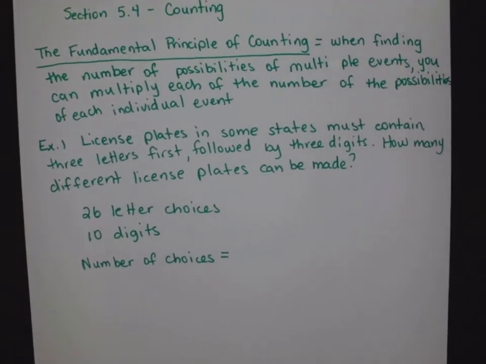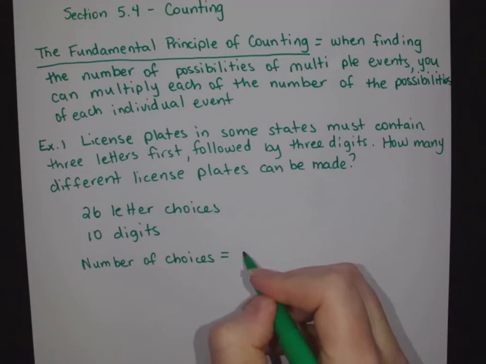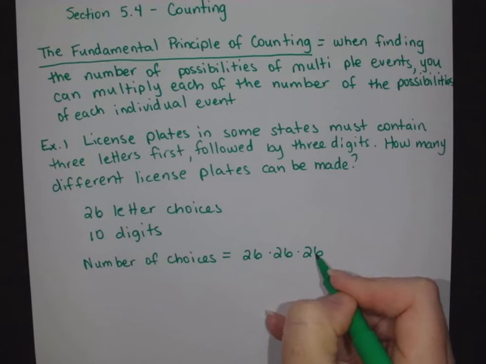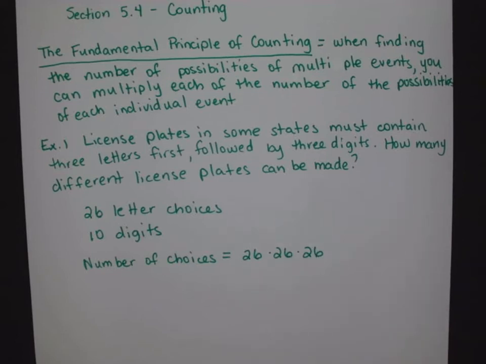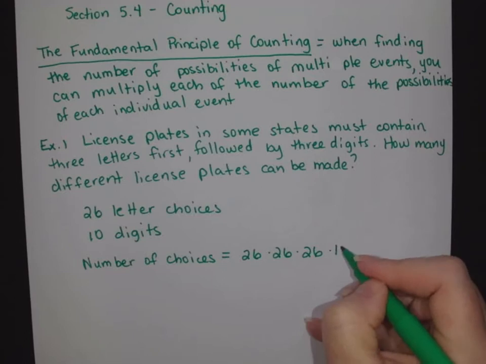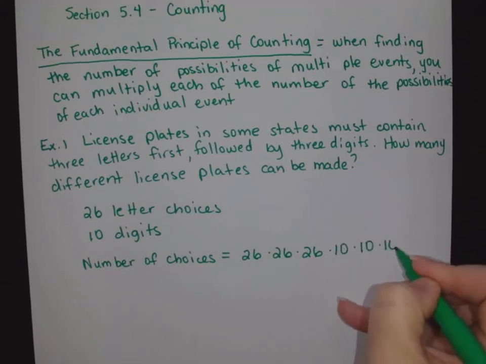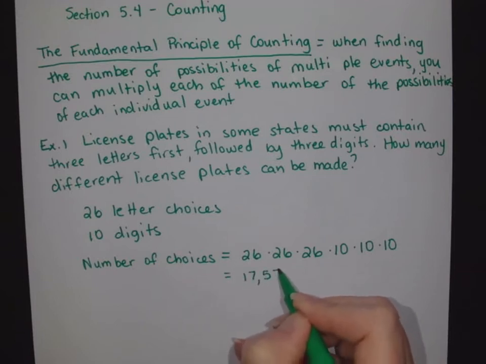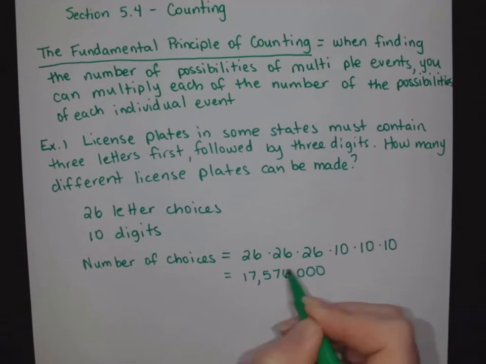So if you read the problem, notice that the first 3 characters have to be letters, and we don't need to worry about going down by 1 every time, because we can repeat a letter twice. So you could have an HH or something like that. Okay, so that's the first 3 characters. And then the last 3 have to be digits, so they each have 10 possibilities. Okay, and if you were to multiply these out with your calculator, you'll get 17,576,000 choices.